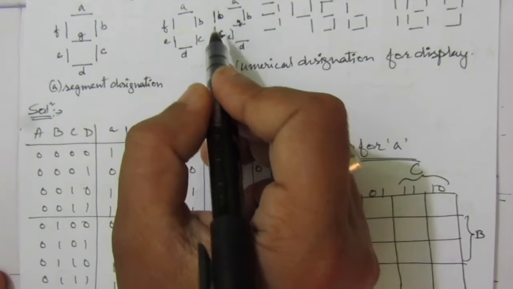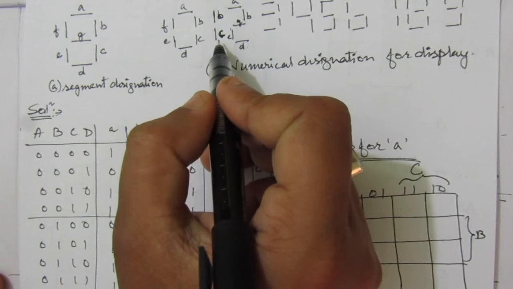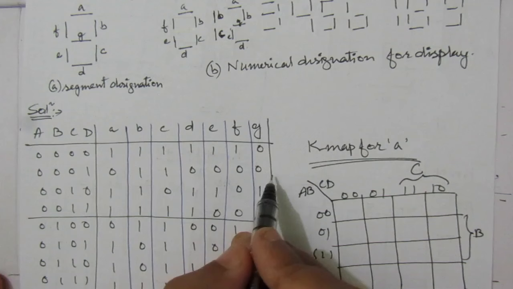Similarly, for displaying 1, small b and small c will be 1, and the others will be 0. So A will be 0, B is 1, C is 1, and the others will be 0.